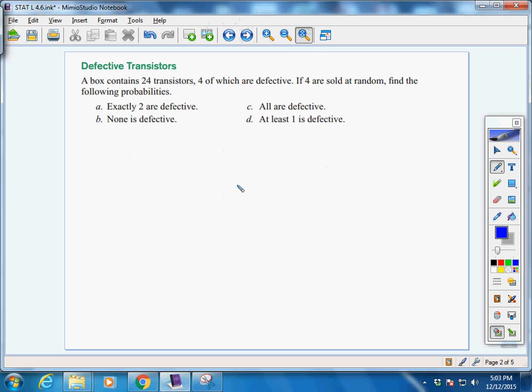A box contains 24 transistors, 4 of which are defective. If 4 are sold at random, find the following probabilities. First, the probability that exactly 2 are defective. Well, we're taking 4 out of 24, and again it's a combination, because it really doesn't matter what the order is. So I'm taking 4 out of 24.